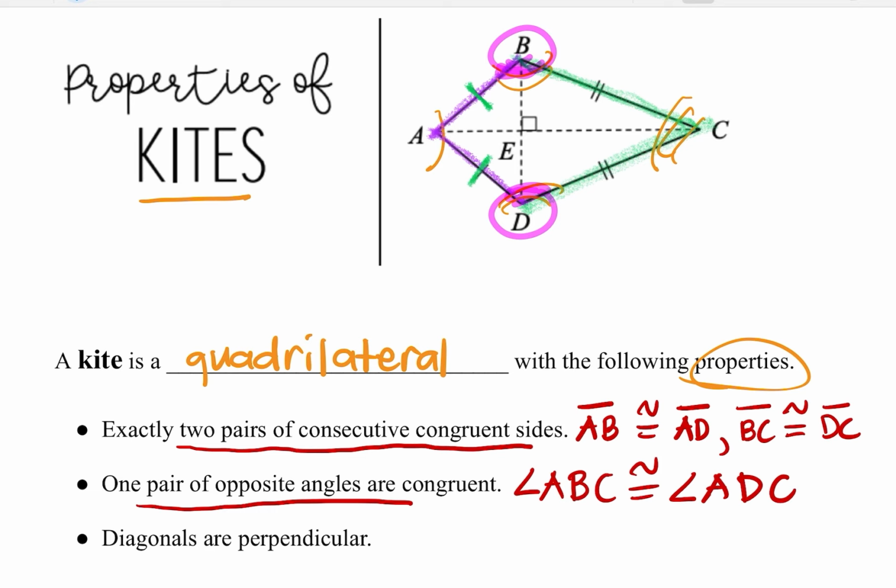The last property of a kite is that the diagonals are perpendicular. What does perpendicular mean? If we focus our attention on the diagonals, we have segment AC, which is perpendicular to segment BD. It simply means that the angle created in the middle is a right angle. Not only one right angle, but all of these angles in the middle are right angles. So each of these angles simply measures 90 degrees.